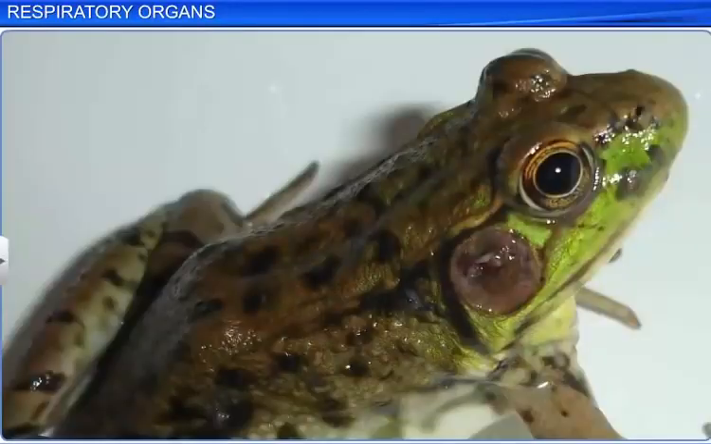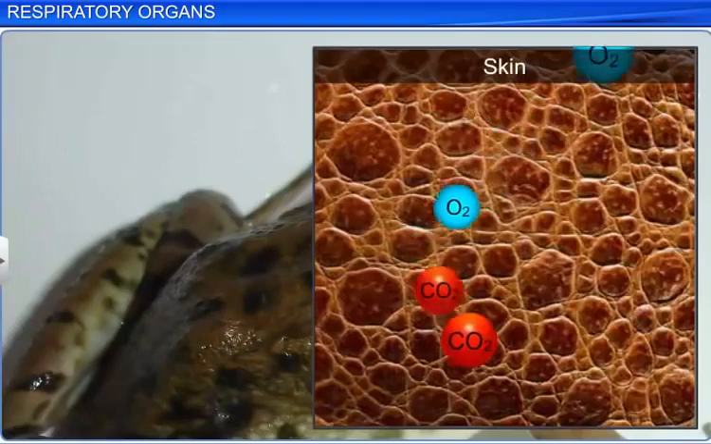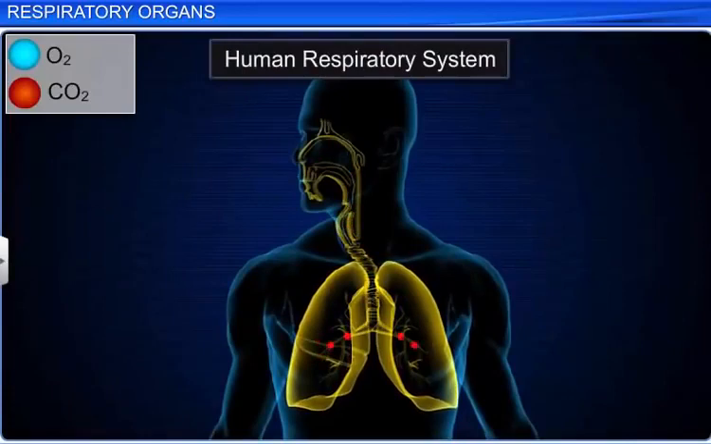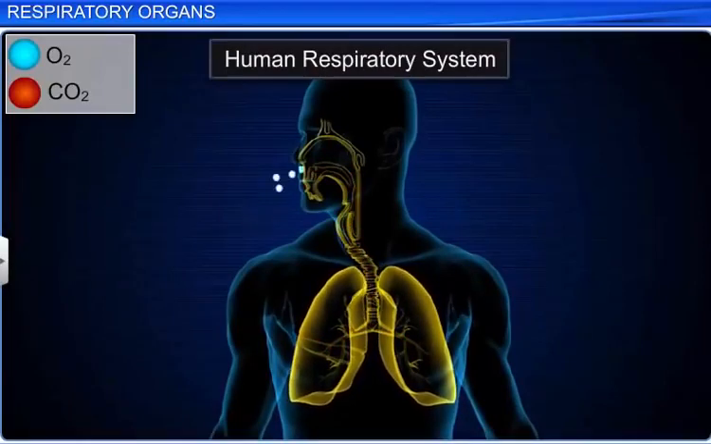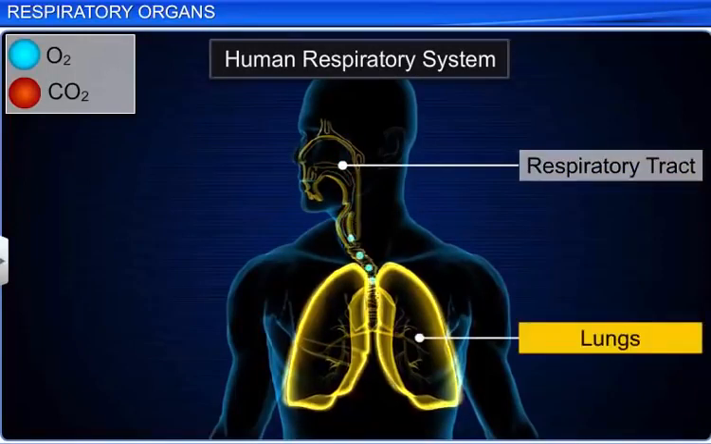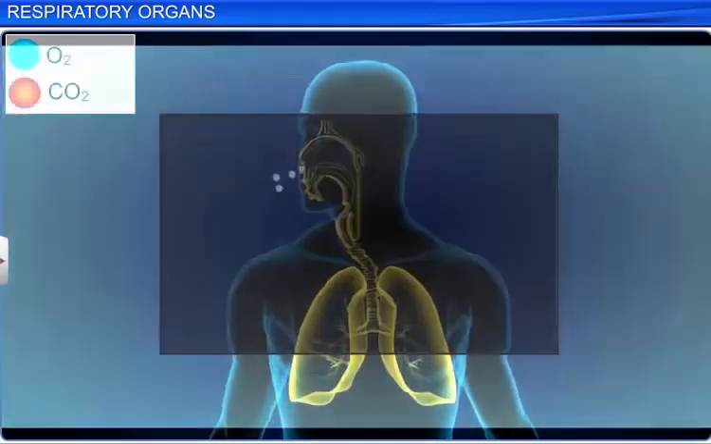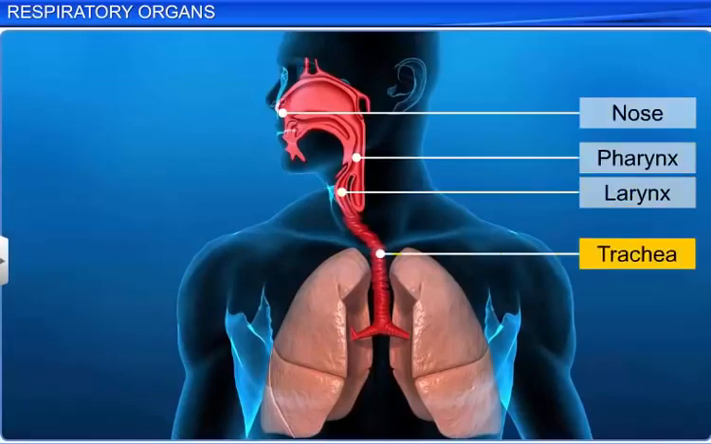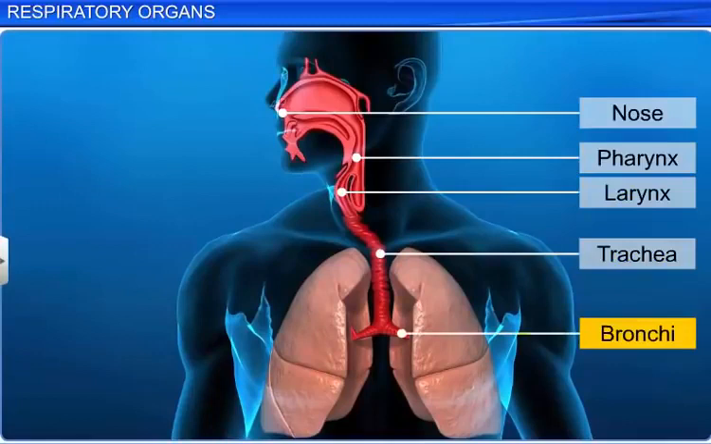Apart from lungs, frogs can also respire through their skin. Among all animals, mammals have the most well-developed respiratory system. In humans, it consists of respiratory organs such as the respiratory tract and lungs. The respiratory tract includes the nose, pharynx, larynx, trachea, and bronchi.